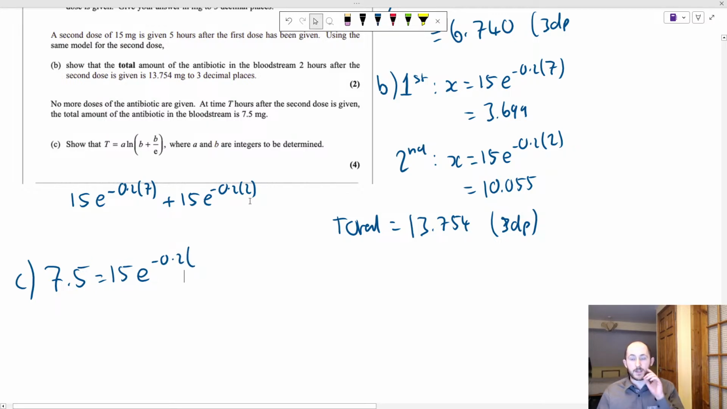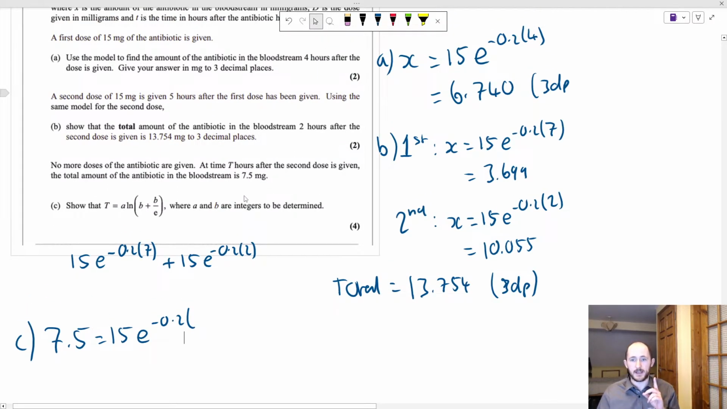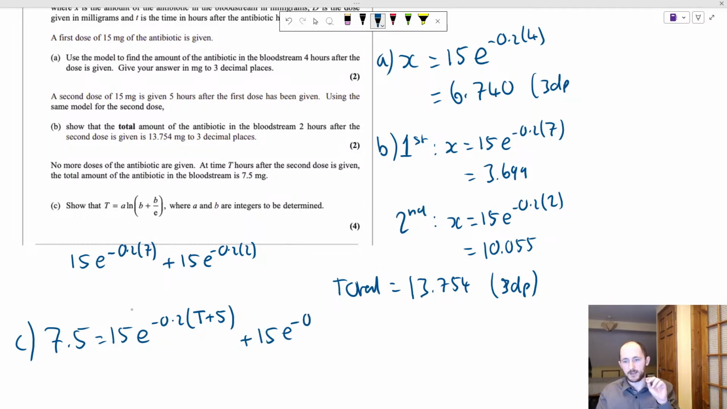Now, the time is where things are going to get a bit tricky, because it says t hours after the second dose. So that means the first dose was t plus 5 hours ago. Plus 15 e to the minus 0.2 t. I hope that makes sense. Hopefully.